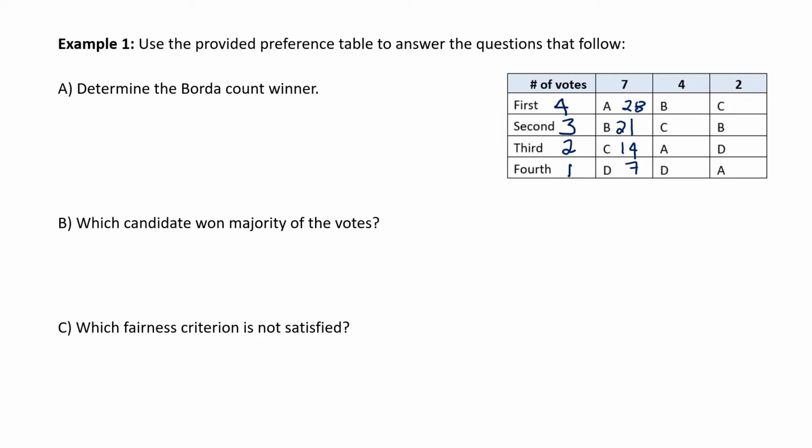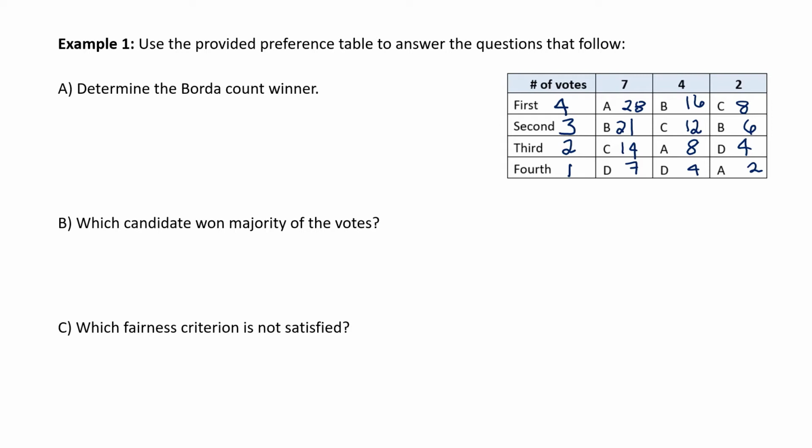Now the second ballot, there were 4 of those, so we'll start with 4 times 4, 16. 4 times 3 is 12. 4 times 2 is 8, and 4 times 1 is 4. And for the third ballot, in which there were 2, 2 times 4 is 8. 2 times 3 is 6. 2 times 2 is 4. And 2 times 1 is 2.